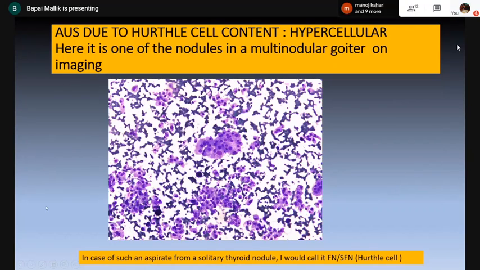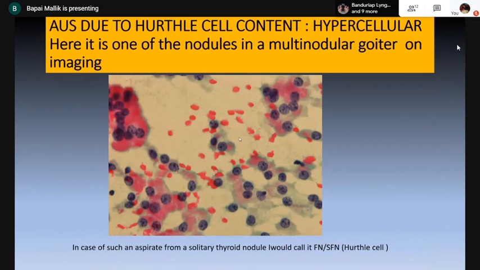In case of such an aspirate, I would call it a follicular neoplasm if this was from a solitary nodule, or SFN, suggestive of follicular neoplasm, Hürthle cell type. But I will not do so in this case because I know that this is from a lesion which otherwise looks like a multinodular goiter. So it is a Hürthle cell kind of hyperplasia in a patient having a multinodular goiter. Once again, similar, AUS due to Hürthle cell content looks very much the same. If it would have been a solitary nodule, I would have called it follicular neoplasm / suggestive of follicular neoplasm. But this happens to be in the background of multinodular goiter.